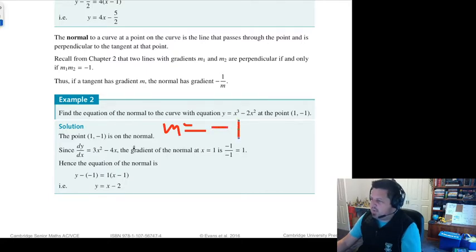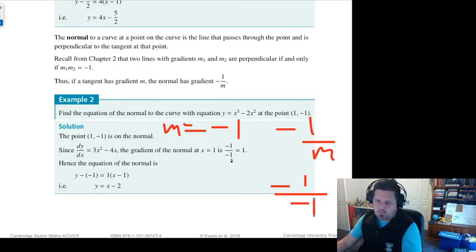But you're after the gradient of the normal. So remember, the rule is negative 1 over m. In this case, m was negative 1. So you're going to have negative 1 over negative 1, which is just 1. So the gradient of the normal is positive 1.